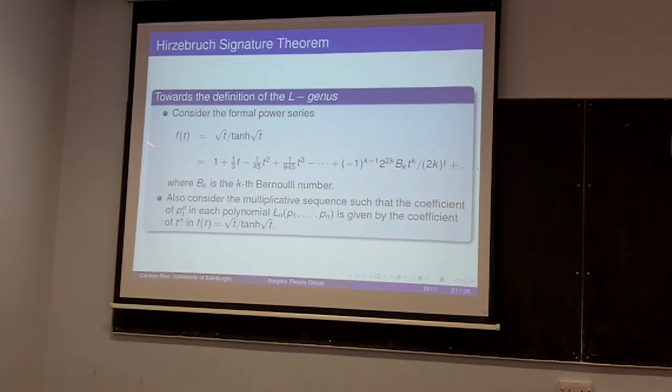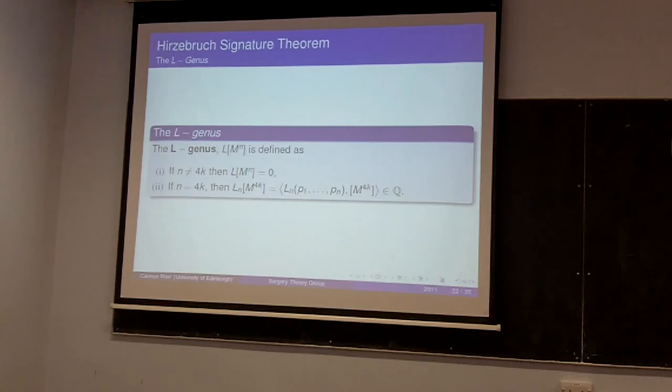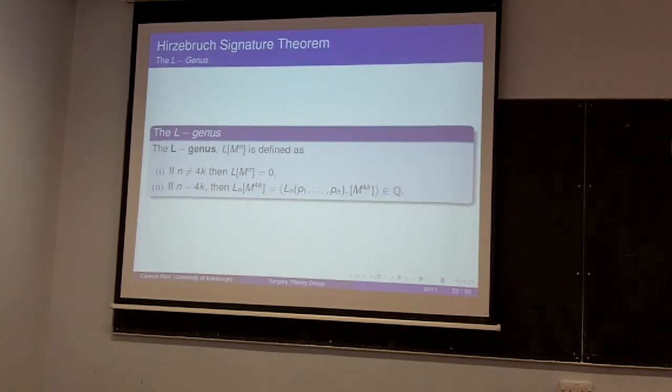So if we consider the genus that corresponds to this power series, then this gives us the L genus. And here you have notation exactly the same as we had before for the more general setting. So our definition of the L genus should be exactly the same as the definition of the K genus that we had before, only that instead of considering a general multiplicative sequence, we are considering in particular the multiplicative sequence that corresponds to this formal power series. So here's the definition of a genus.